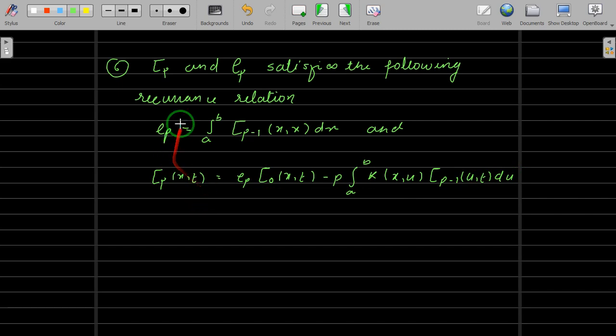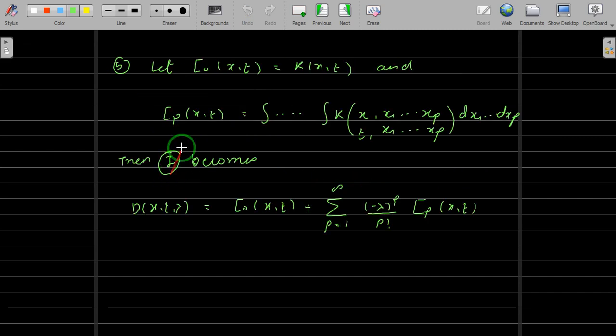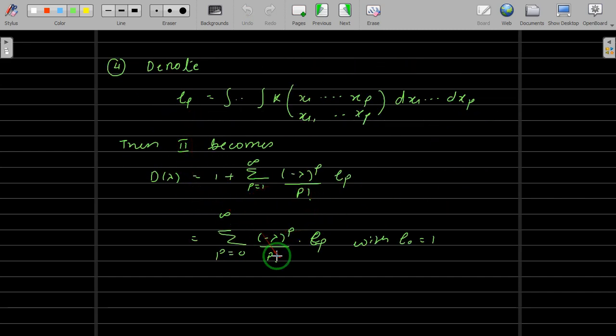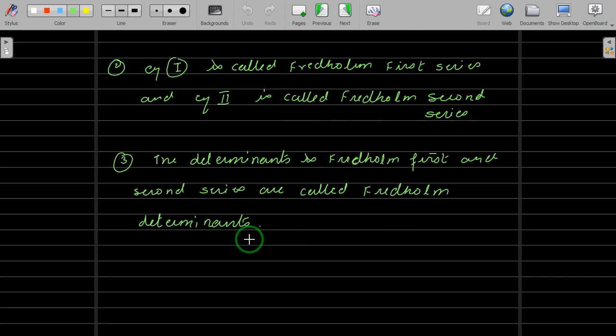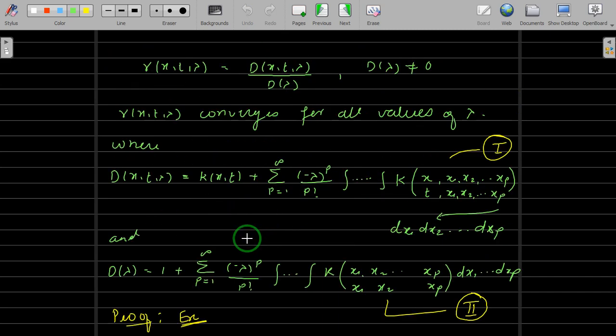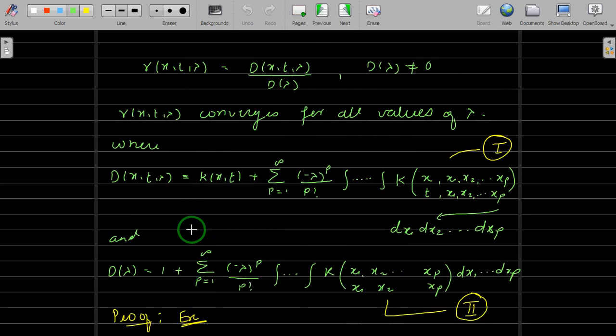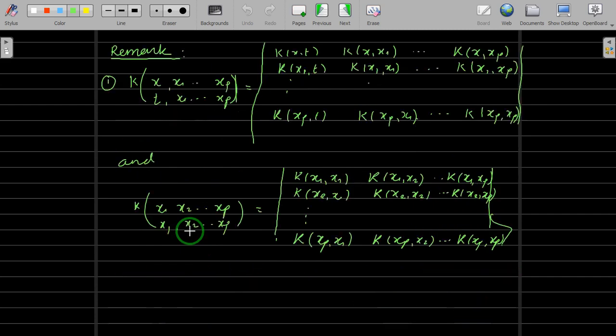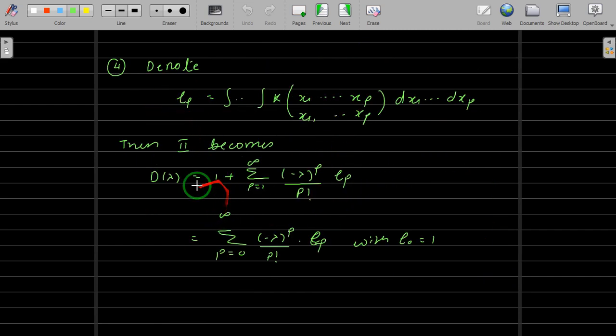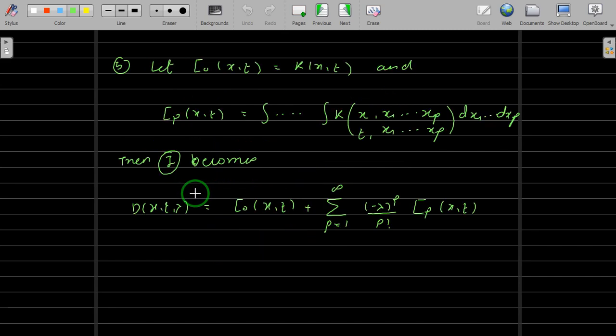So if you have the values of small cp and capital Cp, you can easily find D of x comma t, lambda and D of lambda by using this series. And if you have D of x comma t, lambda and D of lambda, you can find the resolvent kernel, which is given by this. And once you have this, you have the solution of your given integral equation. So when you are solving any integral equation by using this theorem, you can use these things to find your kernels, and then integrate, and then find D of x comma t, lambda and D of lambda, and hence your resolvent kernel.